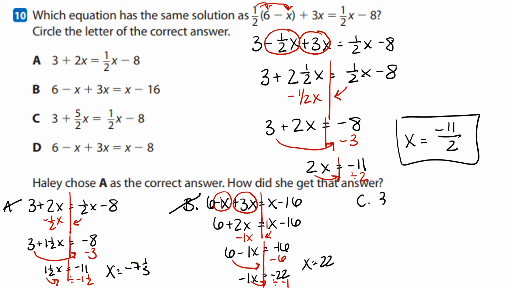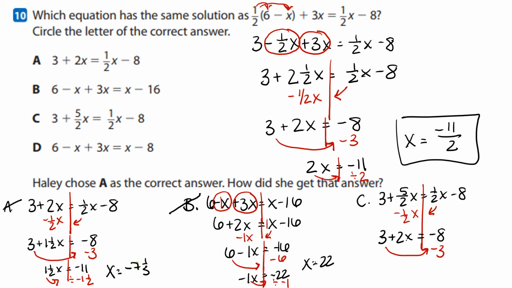For letter C, we have 3 plus 5 over 2x equals 1/2x minus 8. Combining our like terms, we do the opposite of 1/2x. We do a minus 1/2x. 5 over 2 minus 1 over 2 is going to give us a positive 2. So that's a 2x. The negative 8 we can combine with a 3.